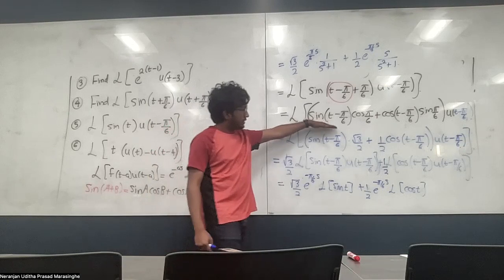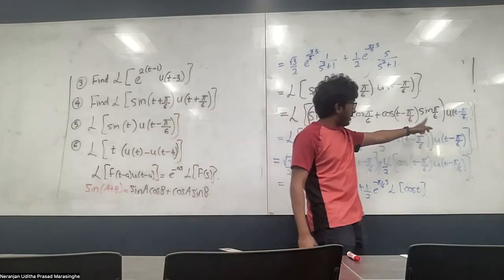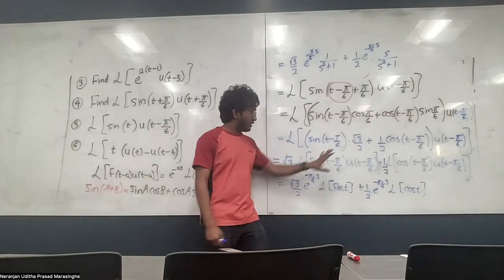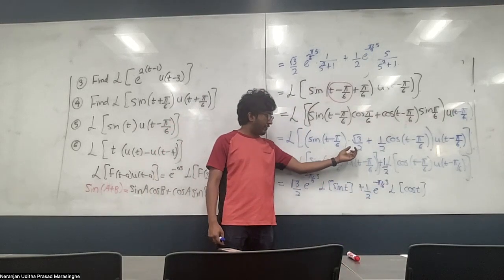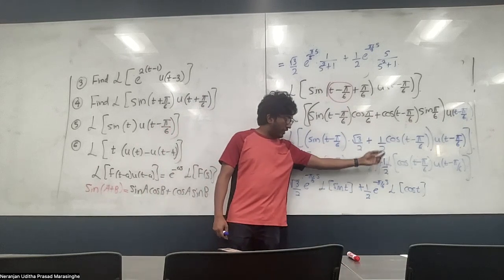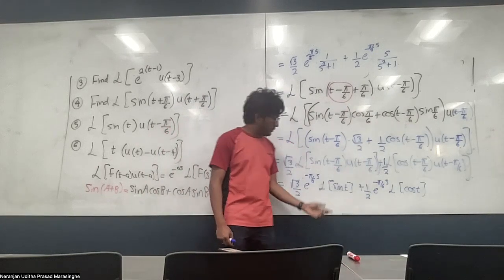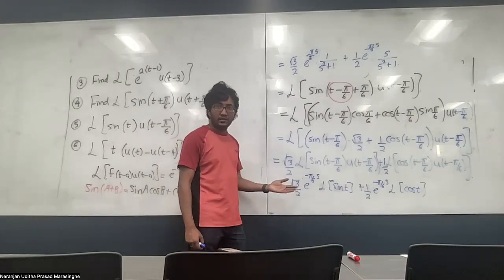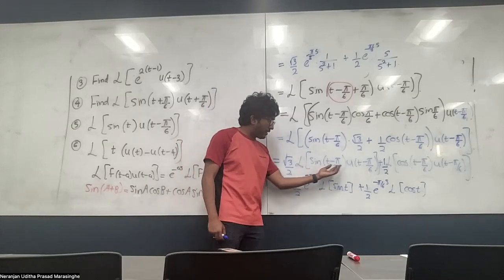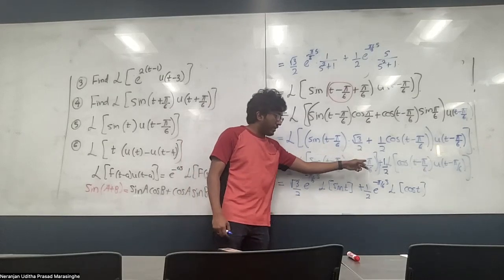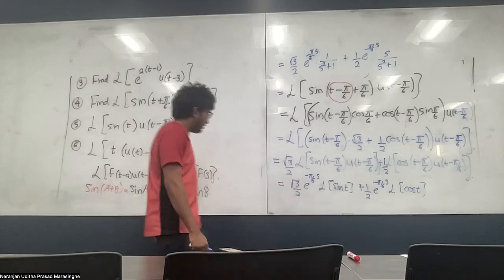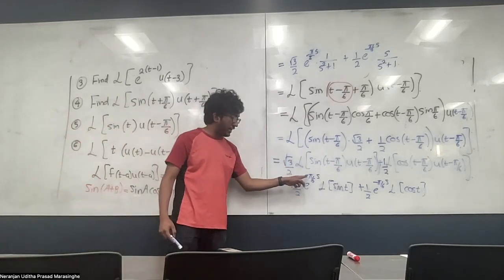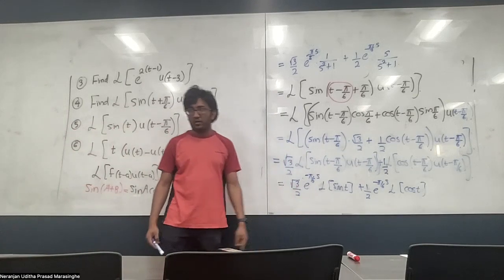I think up to this, it's trigonometry. Then I multiplied these two terms by u(t minus pi over 6) and I applied linearity. Then I can take the square root of 3 divided by 2 out, and also 1 over 2 out. Then I applied the second translation theorem, because I have sin(t minus a) u(t minus a). Instead of a, I plugged in pi over 6. That's how I got this negative pi over 6.